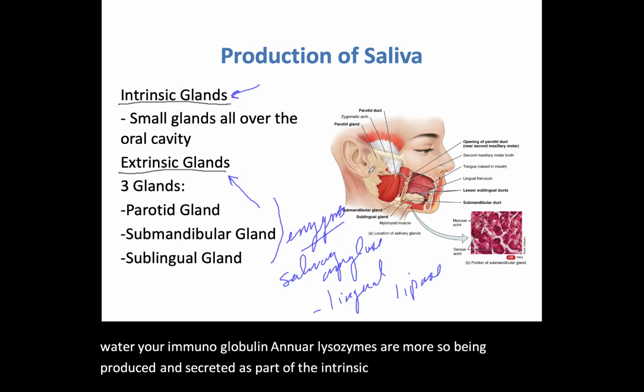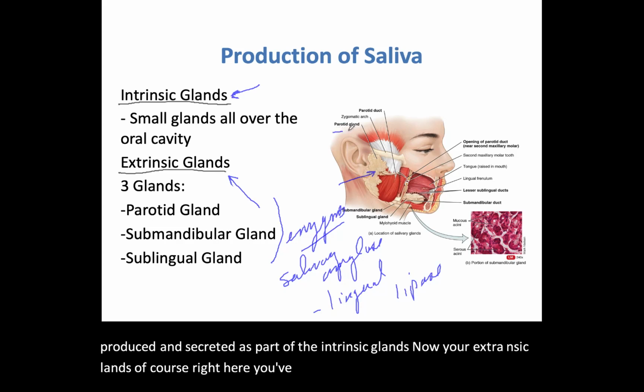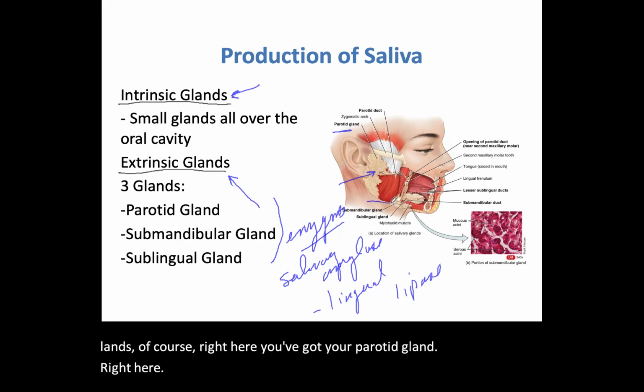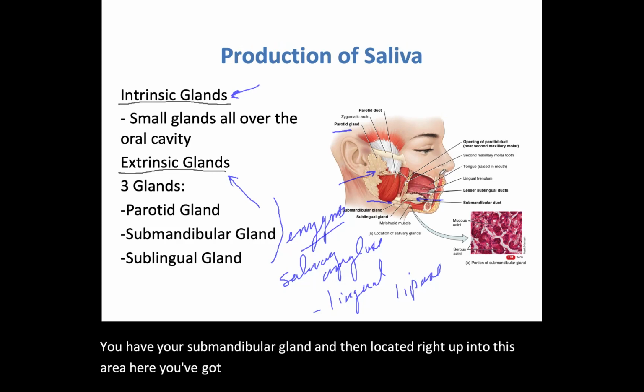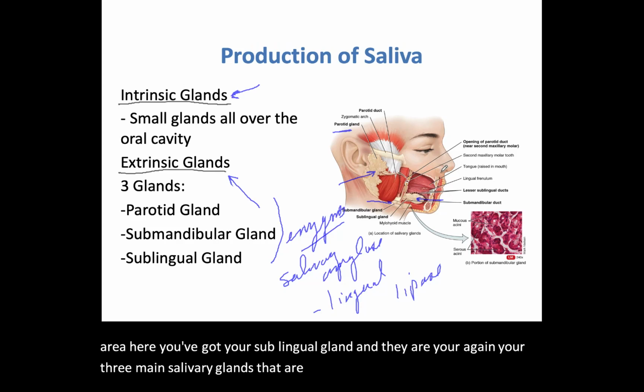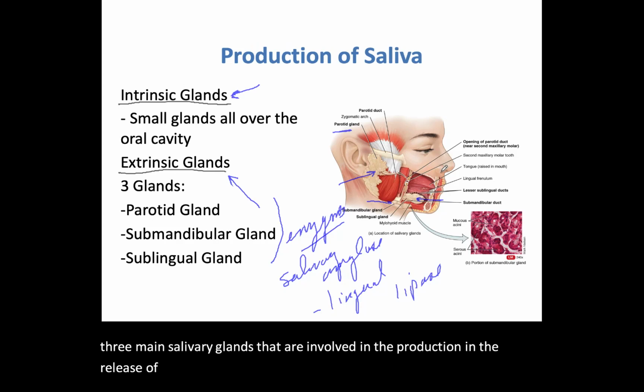Right? Now, your extrinsic glands, of course, right here, you've got your parotid gland. Right here, you have your submandibular gland, and then located right up into this area here, you've got your sublingual gland. And they are again your three main salivary glands that are involved in the production and the release of salivary amylase and lingual lipase. And so we're going to stop here for right now.